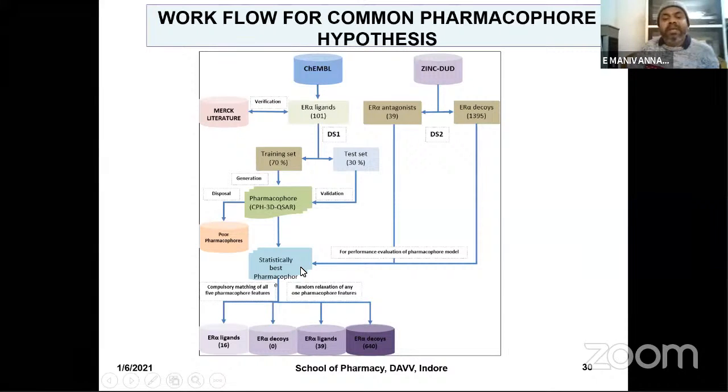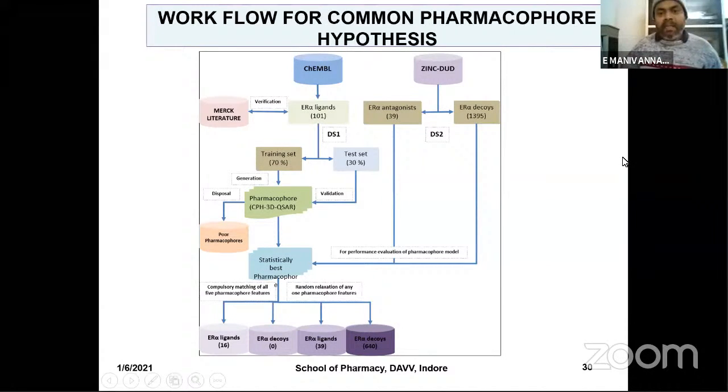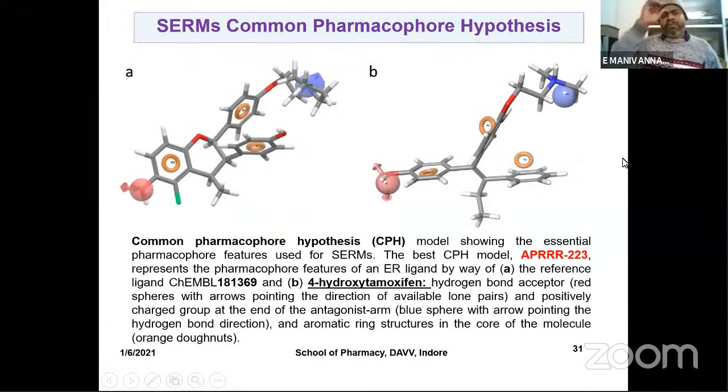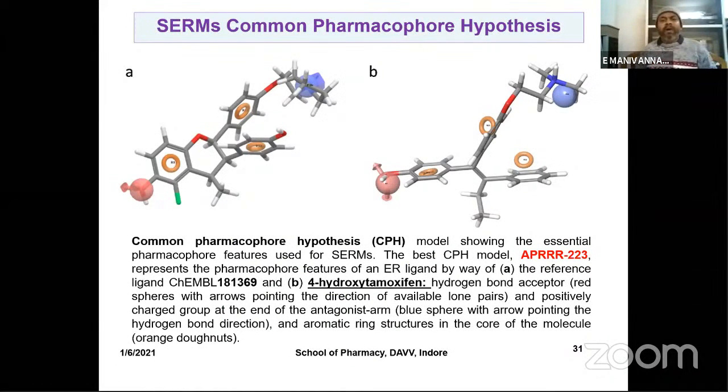So the statistically best pharmacophores were used for validation, which was done by two methods, internal validation and external validation. Internal validation was done with the test set method, and external validation was performed with the ZINC DUD-E set. So this is the pharmacophore obtained. This is the best pharmacophore. There are 5 pharmacophoric features in this model: one acceptor site, 1 positive center, and 3 aromatic ring structures.